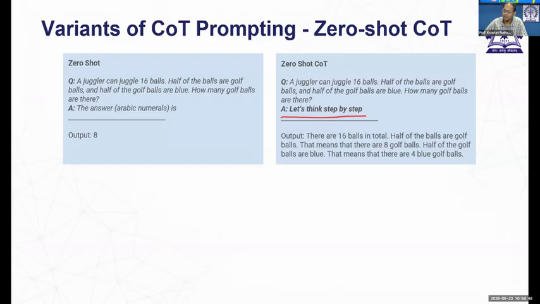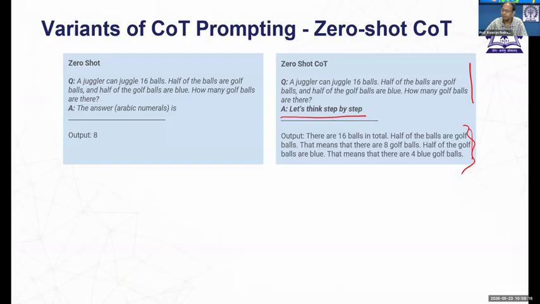So it is basically giving you the steps. First, it says that, okay, there are 16 balls in total. Fine. Half of the balls are golf balls. That means that there are 8 golf balls. That is also fine. Half of the golf balls are blue. That means there are 4 blue golf balls. Now, once you get these steps, you become sure, yes, my reasoning process is correct. And once this reasoning process is correct, you can ask any kind of these questions, you will get the correct output.